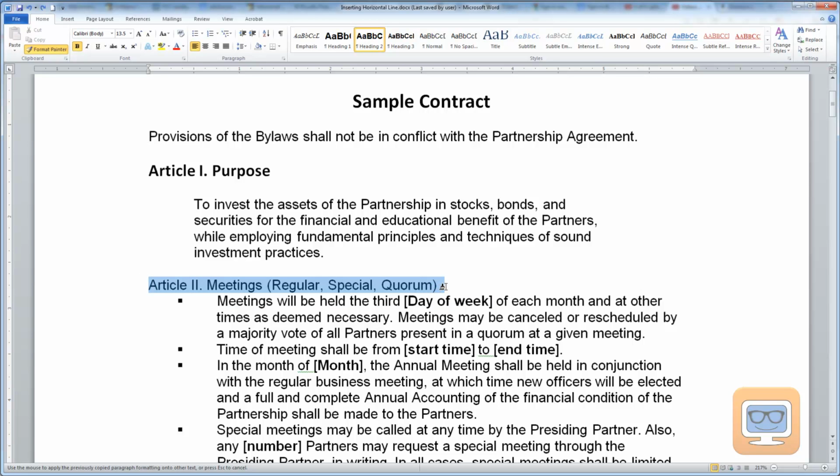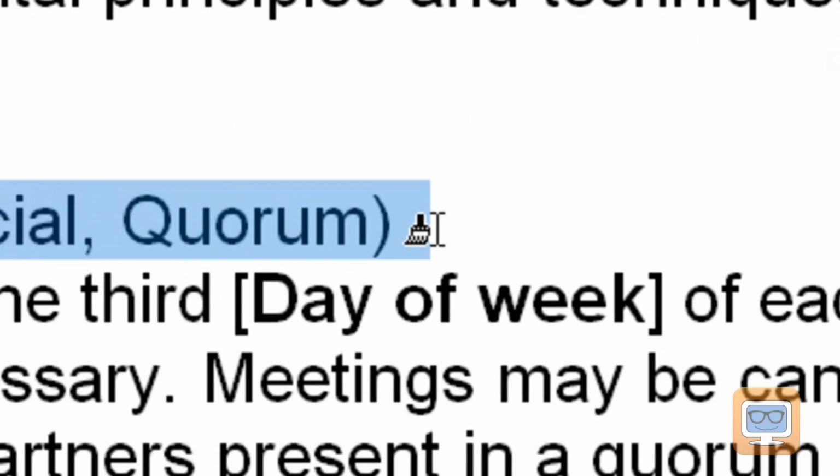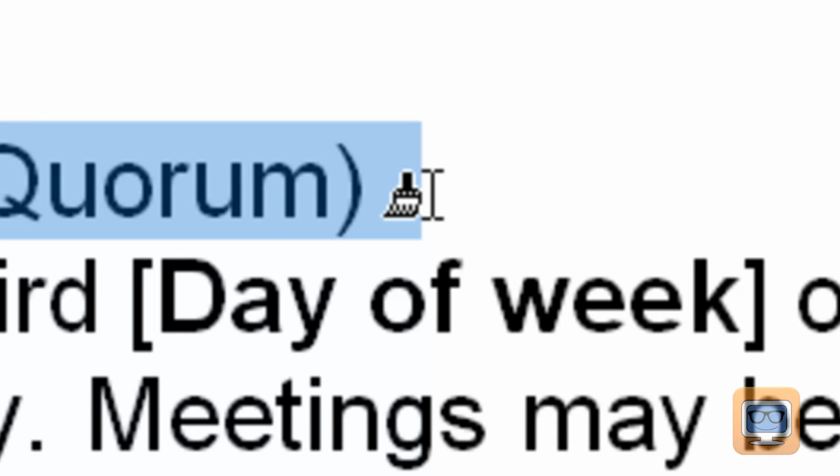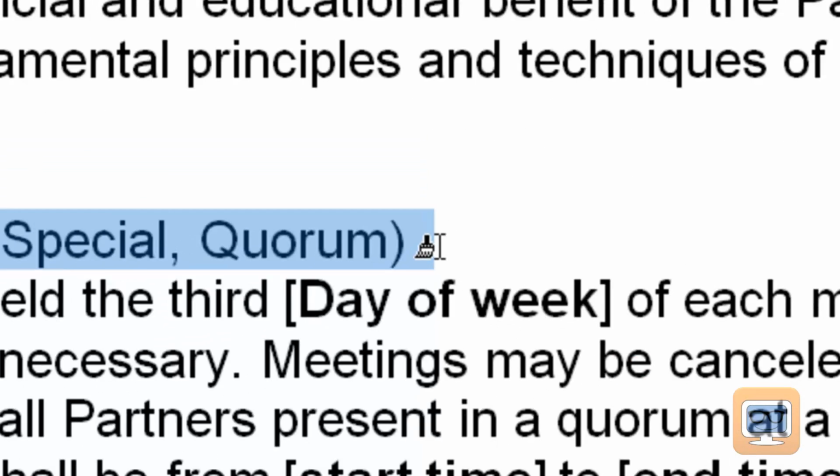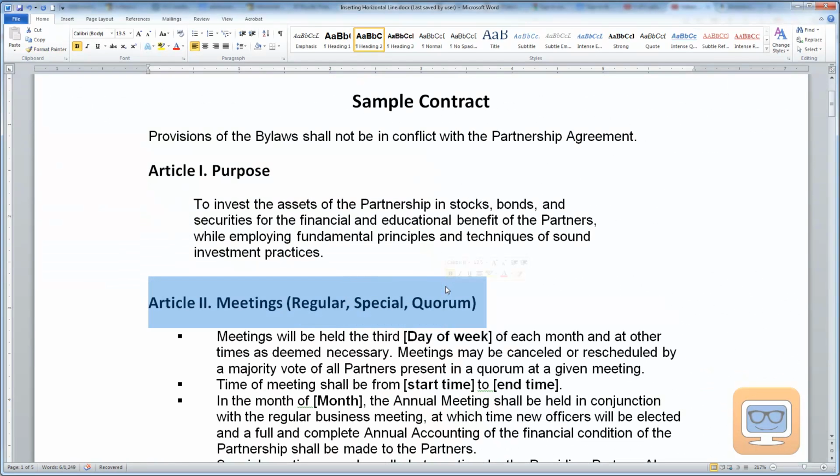Please note how my mouse pointer, by the way, looks right now. You see the little paintbrush next to it? That tells me that I'm inside of that mode right now. And the moment I release my mouse button, it automatically copies the formatting from one area to another, so it's exactly formatted the same as Article 1.